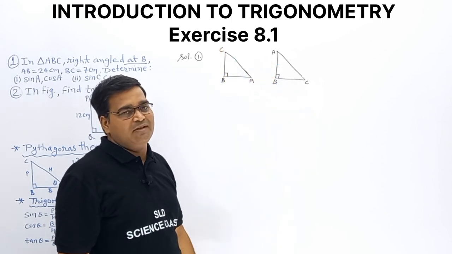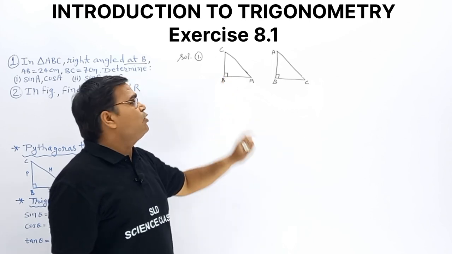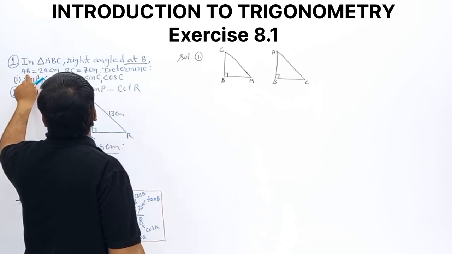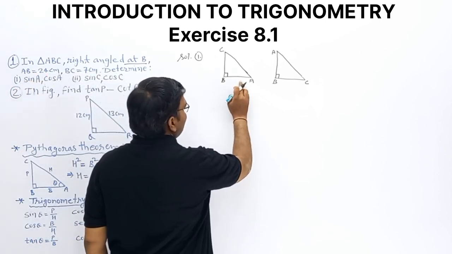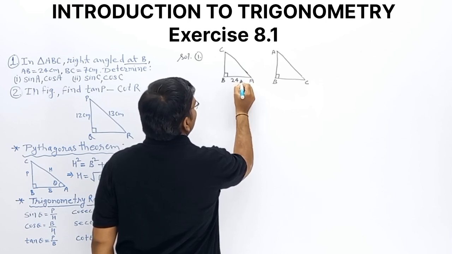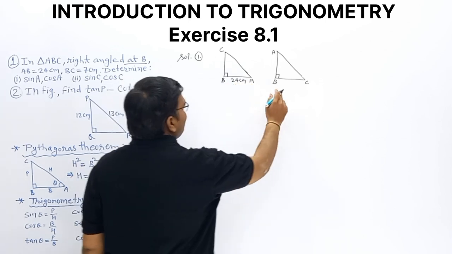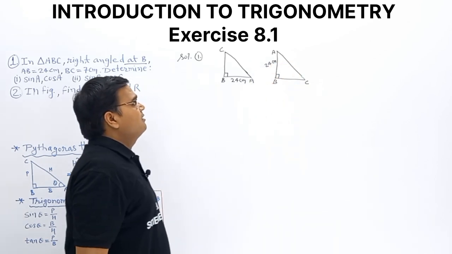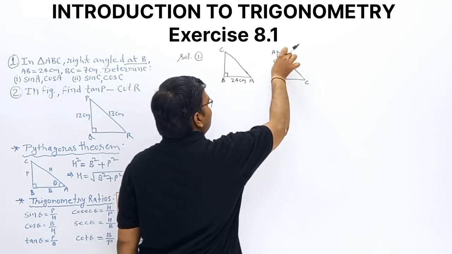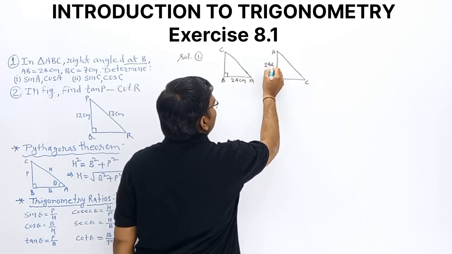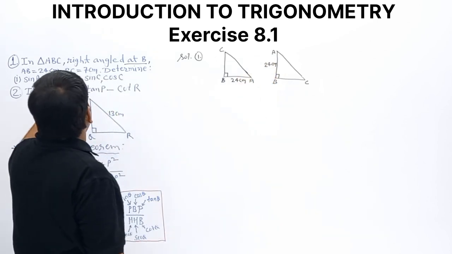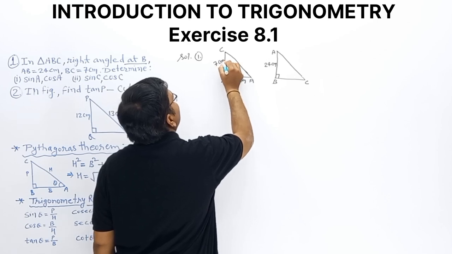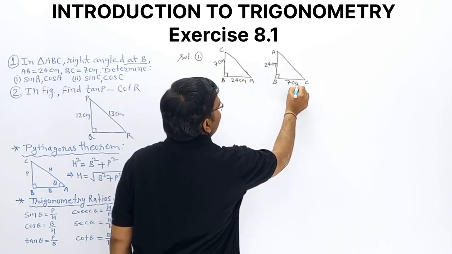It is not given in the question. Only angle B is given as 90 degrees. Now the next parameter: AB is 24. This is AB and it is 24 centimeter. Clear? Two positions we are having, 24 centimeter. And BC is 7 centimeter.